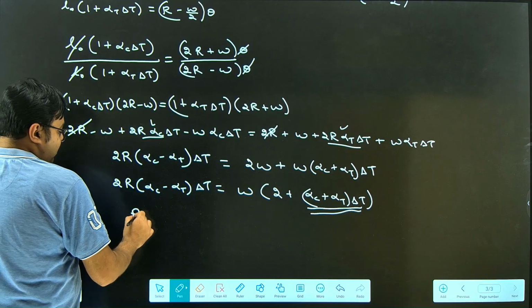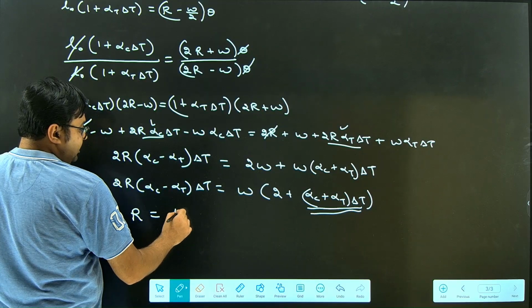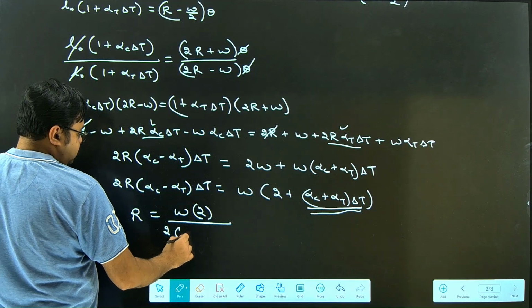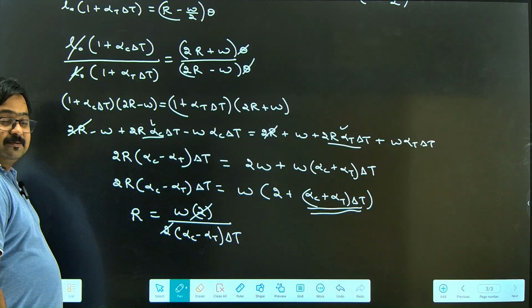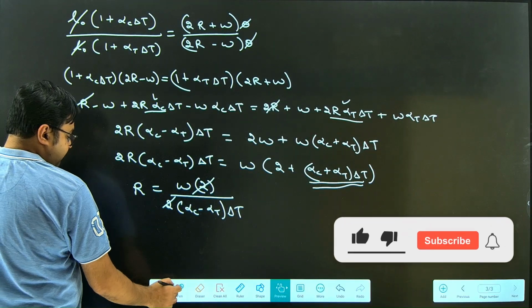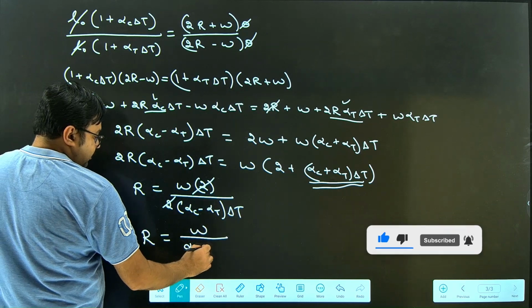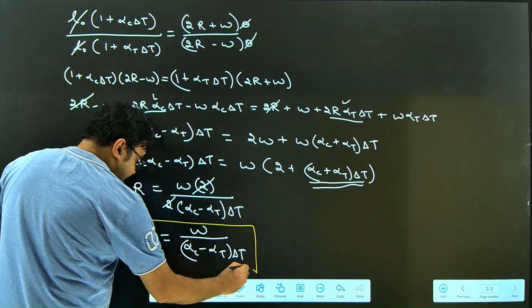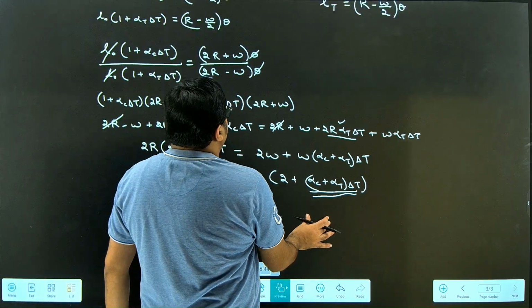If you neglect this bit, then because it's only 10 to the power of minus 5, it doesn't make any difference as such. R, my dear friends, then becomes equal to W multiplied by 2, divided by 2 times (alpha c minus alpha t) multiplied by delta t. 2 and 2 get cancelled. We have R, the radius of curvature, equal to W divided by (alpha c minus alpha t) multiplied by delta t. This, my dear friends, is the expression for radius of curvature of a bimetallic strip.